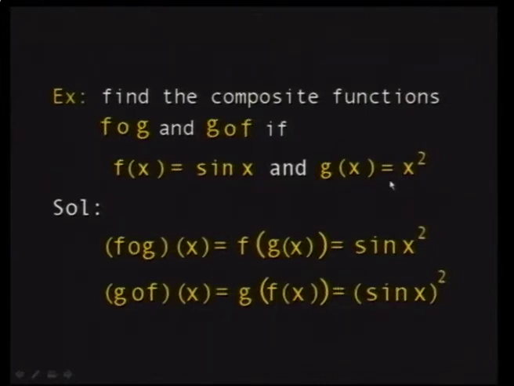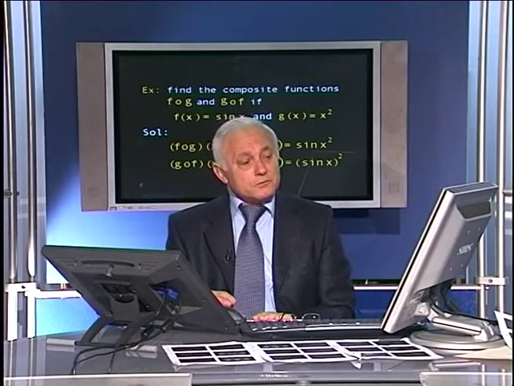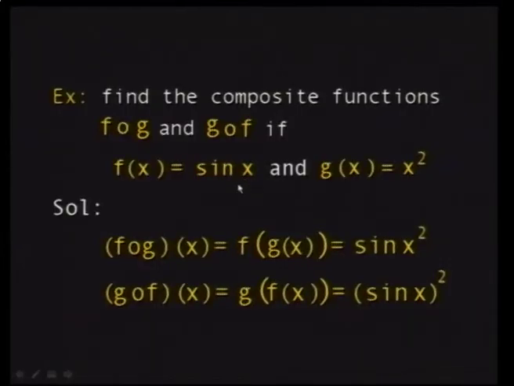So everything which comes out of g can be fed into f to obtain sine of x squared, and the opposite is also true. The sine function ranges from minus 1 to 1, and from minus 1 to 1 is a subset of the real line, which is the domain of x squared. So in fact, what you obtain out of sine x, you can always feed into x squared to obtain sine x all squared.